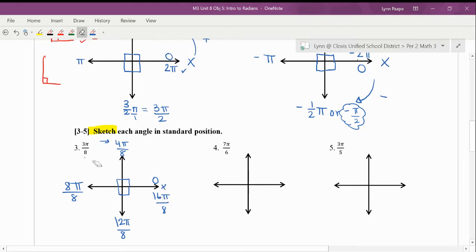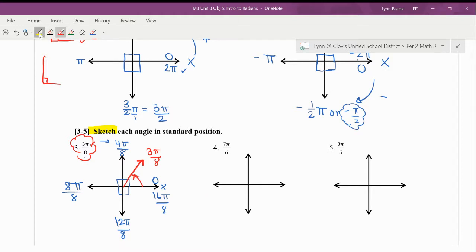All right, so then once I get that done, I just now need to figure out, okay, well, where does 3 pi over 8 land in between? Is it between the 0 and 4 pi over 8, or between 4 pi and 8 pi over 8, right? So now I'm just trying to figure out where does 3 pi fit. So 3 pi is somewhere between 0 and 4, so then I would draw 3 pi over 8 here in quadrant 1, right? So that would be in quadrant 1.